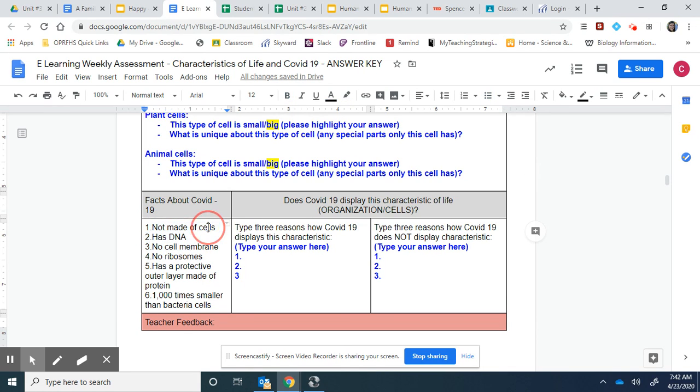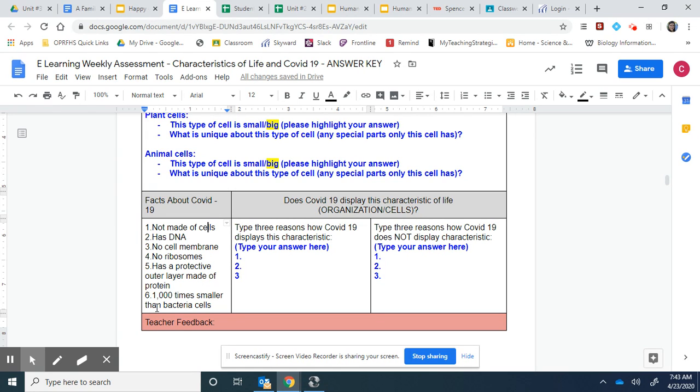Then you're going to scroll down and read about COVID-19. COVID-19 is not made of cells. COVID-19 does have DNA. COVID-19 has no cell membrane. It has no ribosomes. It does have a protective outer layer made of protein. And the last fact is that they are 1,000 times smaller than bacteria cells.